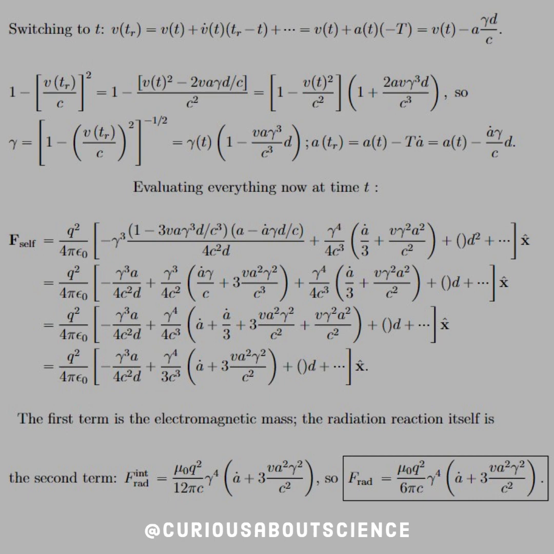The first term is the electromagnetic mass. The radiation reaction itself is the second term, so the gamma to the 4th power. Okay, so that's what we're interested in, the interaction term of the radiation, and that's where we get the gamma to the fourth power, and the parentheses that follow. So notice that with the Larmor formula, or the F radiation before, we just had A dot. Now in this expansion, we have this fraction with 3 v a squared gamma squared over c squared. And guess what? The more we look at, the worse this thing gets with respect to higher order terms.